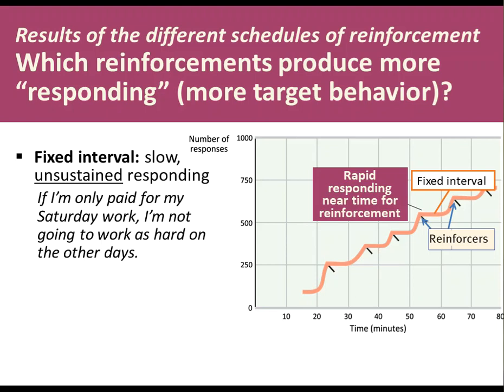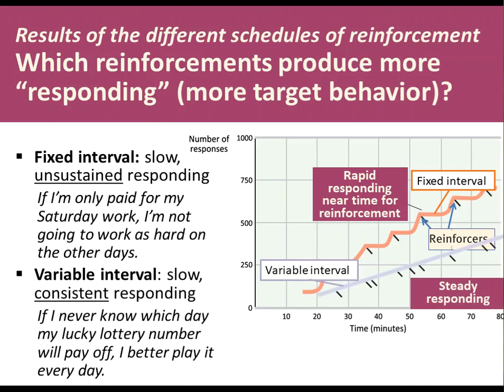This is a fixed interval schedule. The variable interval: slow, consistent responding. If I never know which day my lucky lottery number will pay off, I better play it every single day. So you can see with the variable interval schedule, it's a steady line up. Each one of these hash marks represents a reinforcement. But the behavior is very consistent, unlike what we saw with the fixed interval schedule. With the fixed interval, they work harder closer to the time of reinforcement. But for the variable interval, it's very steady responding.